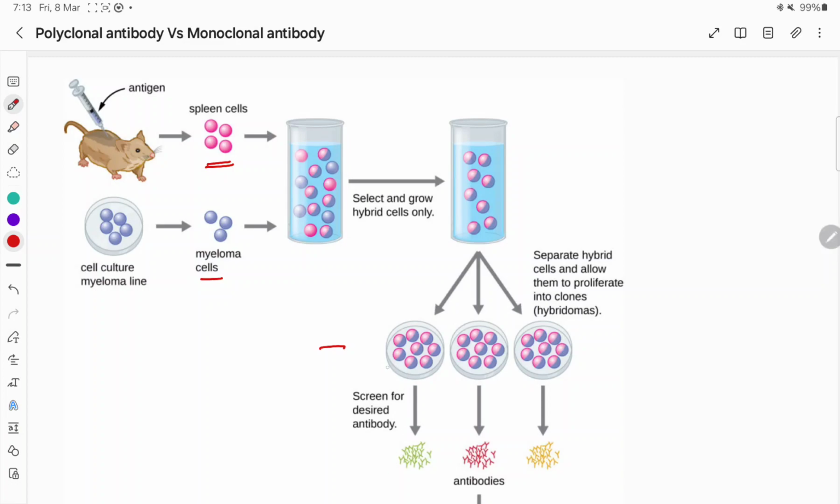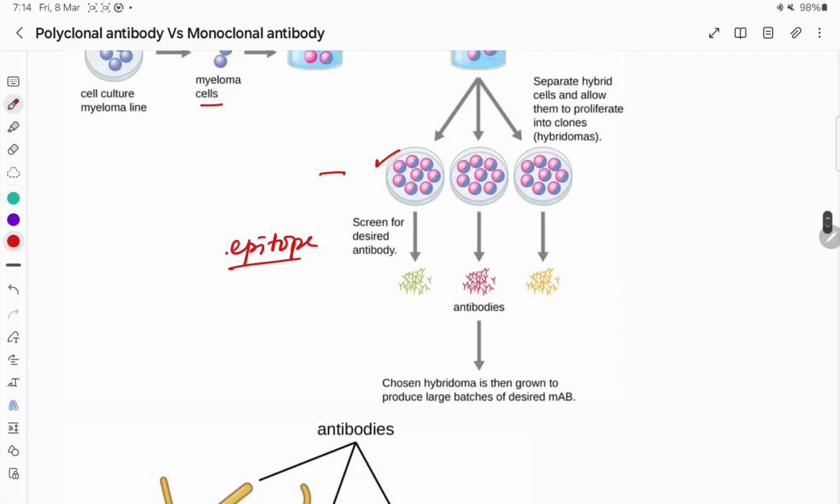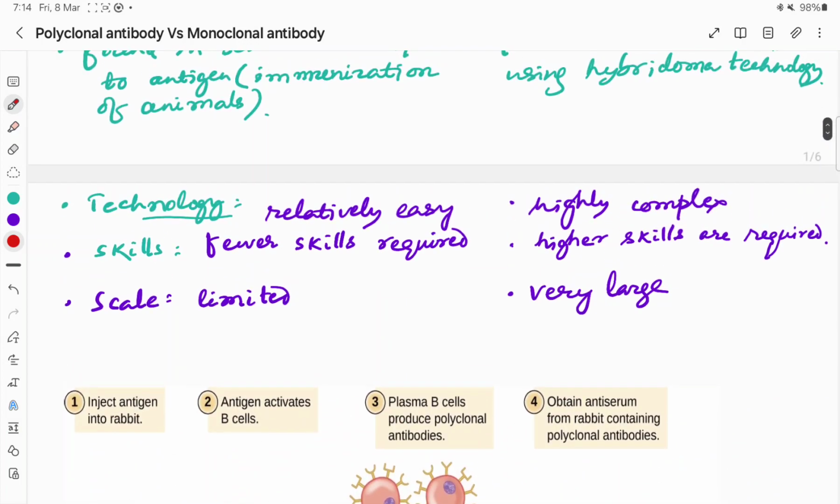Suppose this hybrid cell consisting of the plasma B cell and the myeloma cell acts against a specific epitope in the antigen. We will proliferate this hybridoma. This hybridoma will be grown to produce large batches of antibodies, and those antibodies are monoclonal antibodies. So this technique is called the hybridoma technique. Based on this, we can differentiate the monoclonal and polyclonal antibodies.